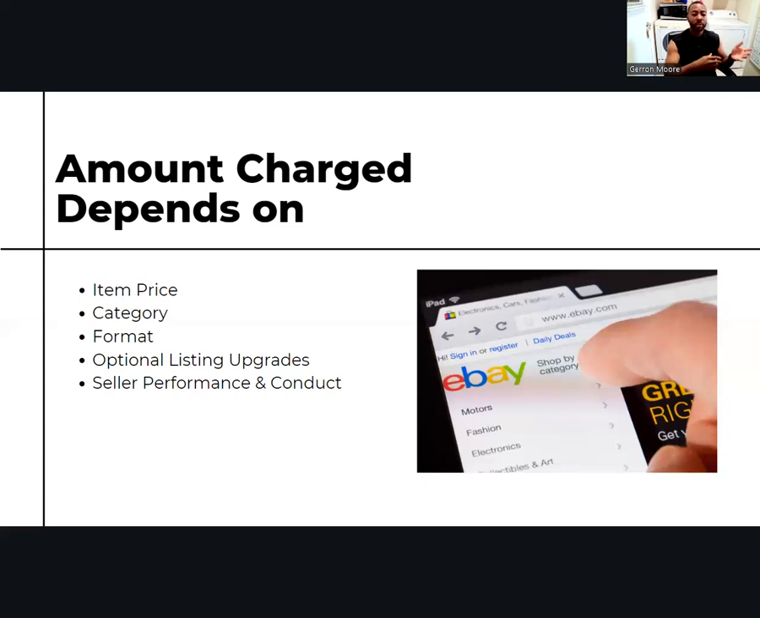And then any optional listing upgrades. I never really deal with the optional listing upgrades, so I haven't really found too many circumstances where they've been applicable for me. And then this is a big one: seller performance and conduct.